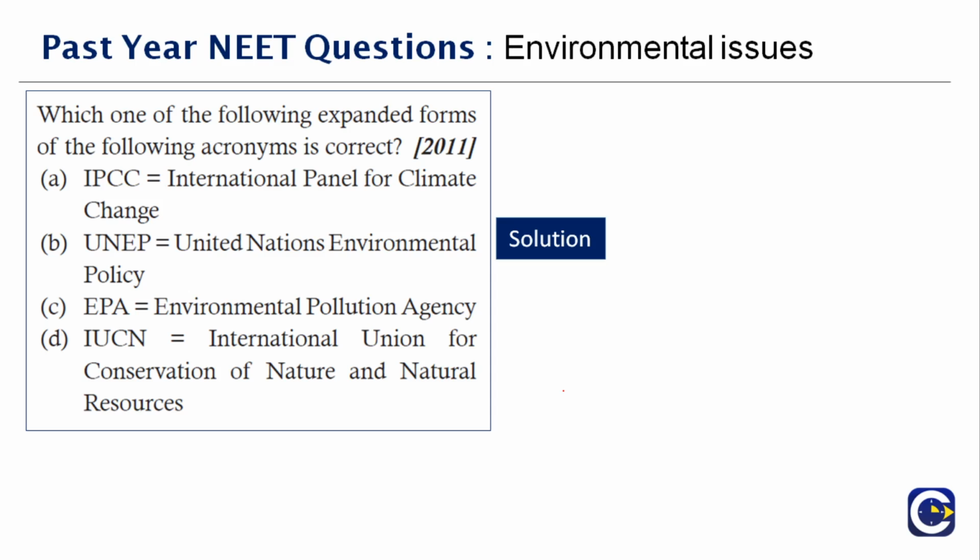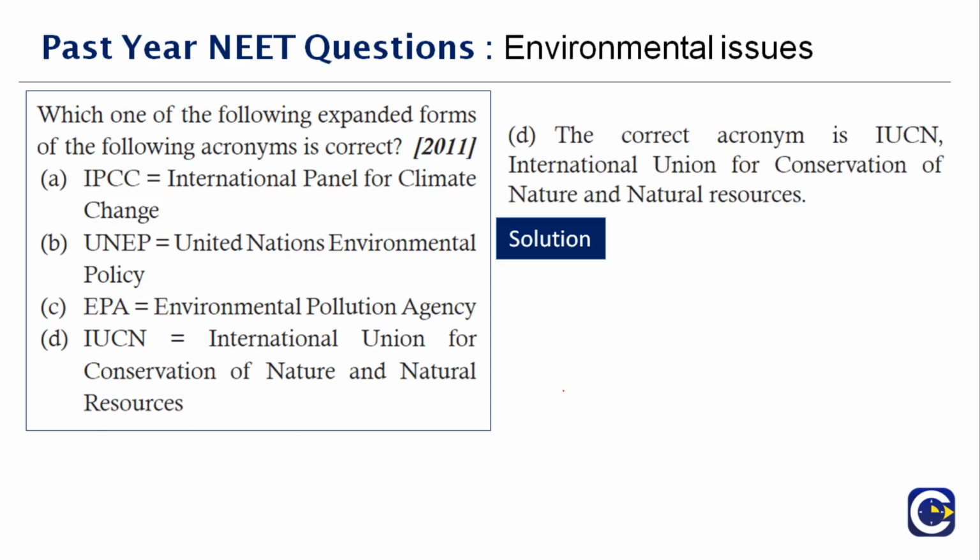Okay, the correct acronym is IUCN. IPCC is wrong. UNEP, United Nations Environmental Policy, is again wrong. EPA stands for Environmental Pollution Agency, again wrong. International Union for Conservation of Nature and Natural Resources, IUCN, is supposed to be the correct acronym, and it's self-explanatory what it stands for. Therefore, the right answer to this question is option D.